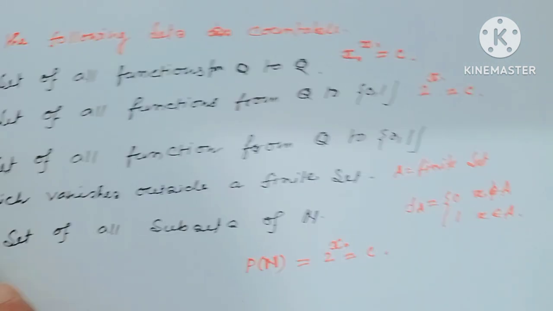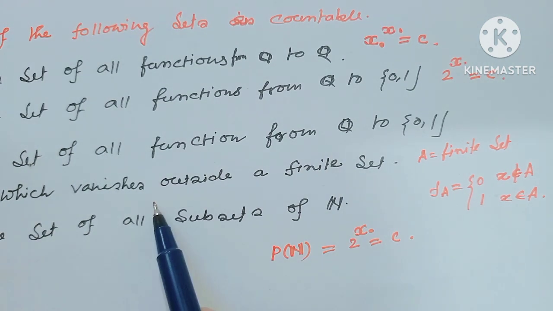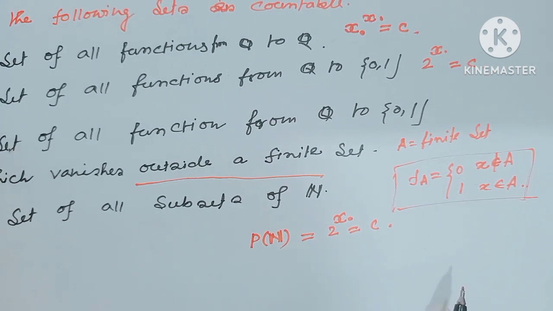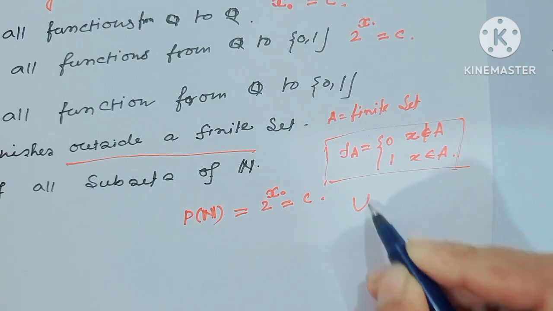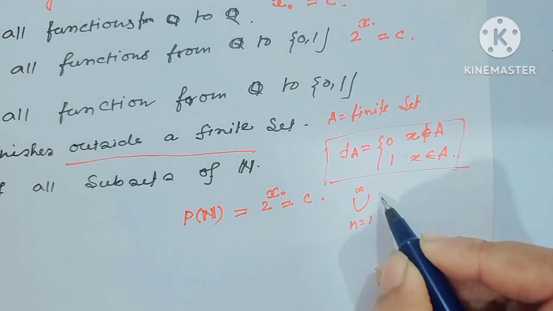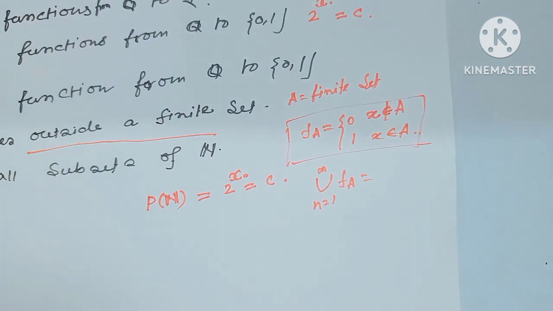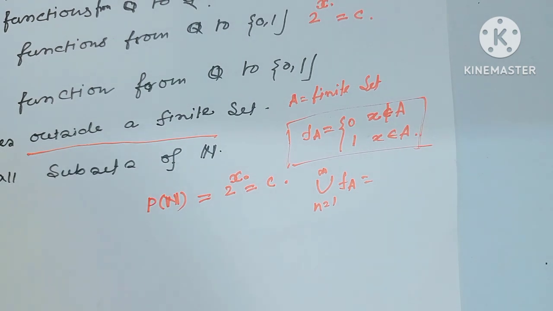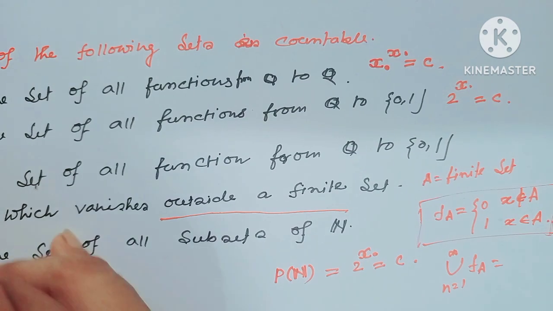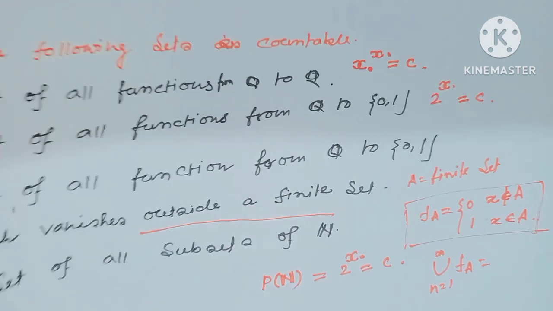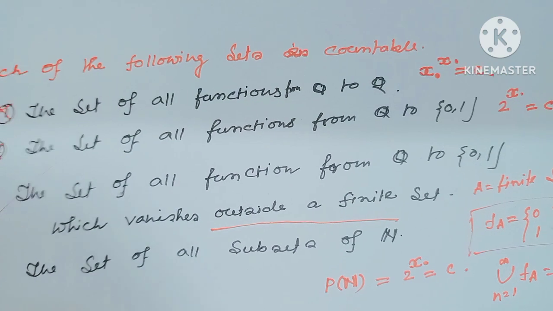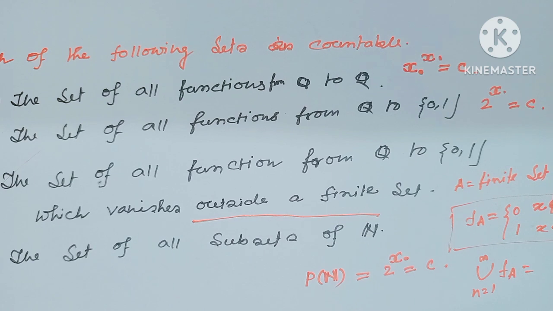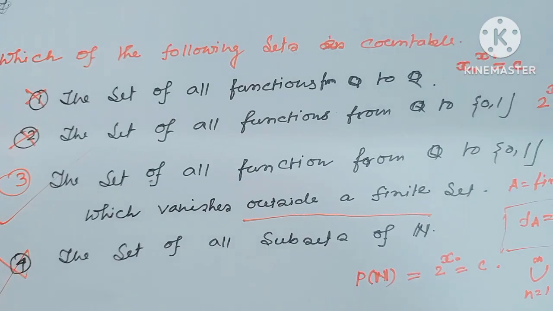And the third option, the set of those functions which vanish outside a finite set, is actually the union over n equal to 1 to infinity of f(A), and we all know a countable union of countable sets is always countable. So this is the right option: the set of all functions from Q to {0,1} which vanish outside a finite set. This is always the right option. I hope all my viewers have understood this.